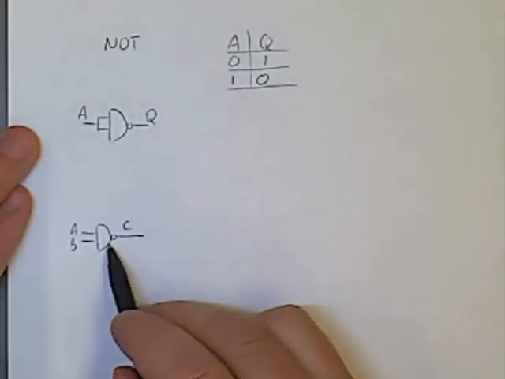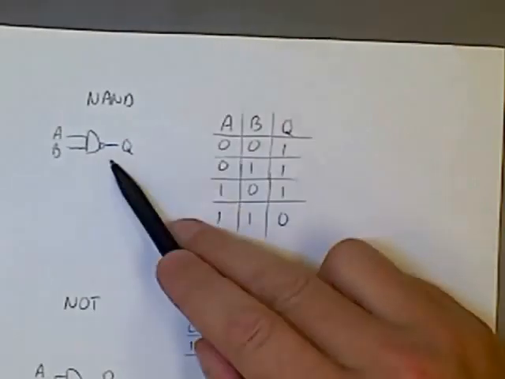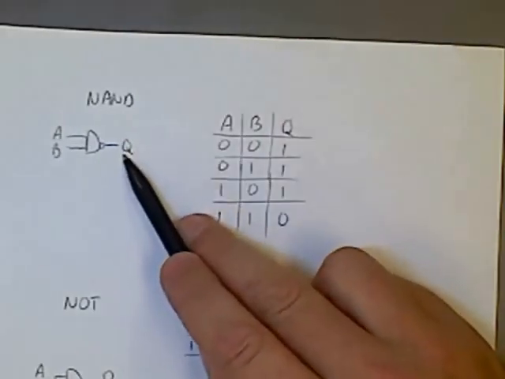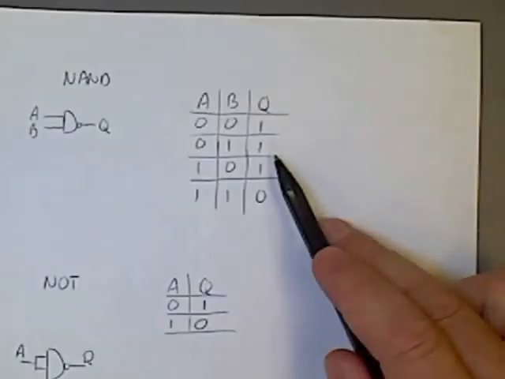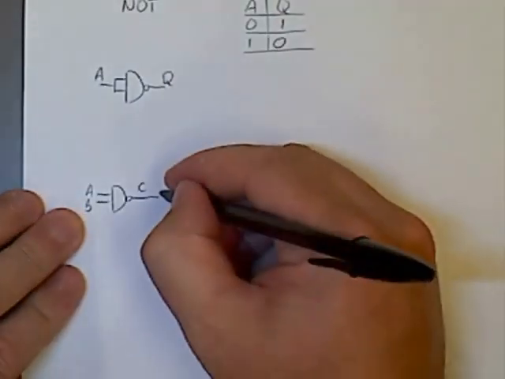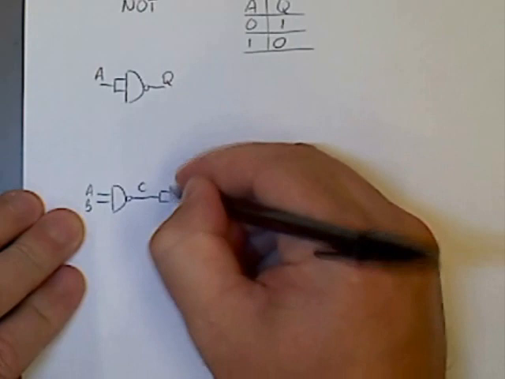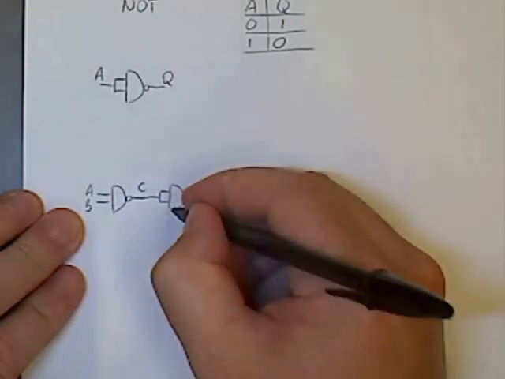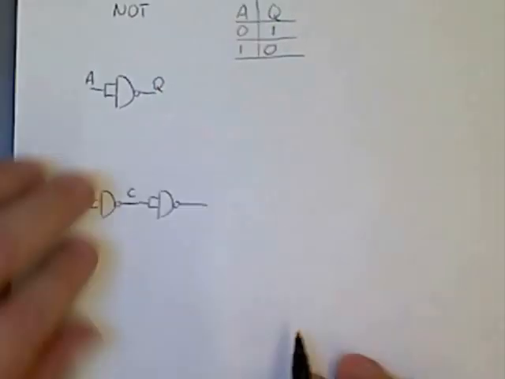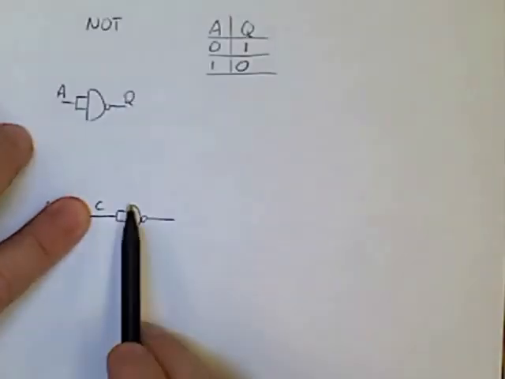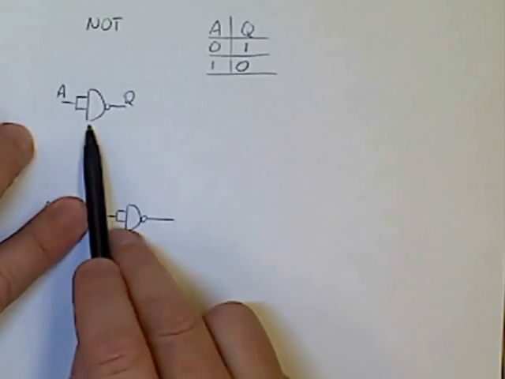And C here is going to be identical to this up here, because all I've drawn is a NAND gate. So the truth table for C will look identical to this. If I then connect that to both inputs of another NAND gate, then that part is identical to my NOT gate.